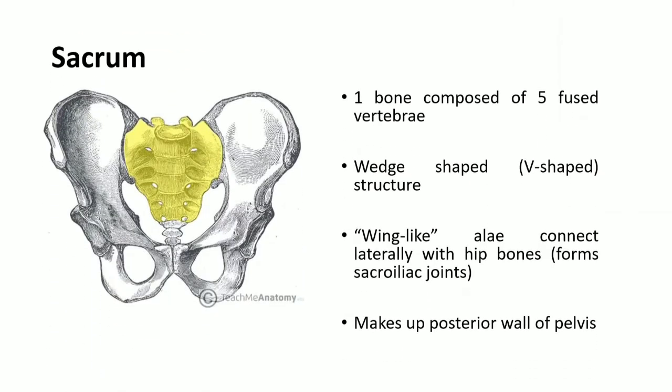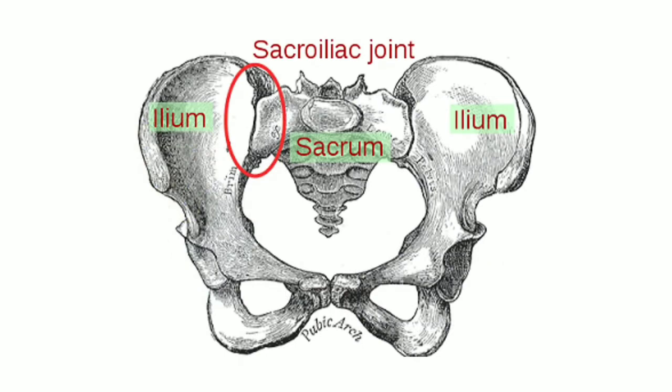After the lumbar, in the pelvic region, the sacrum is present. This sacrum is composed of 5 fused vertebrae. It has a wedge-like shape. The sacrum forms the posterior wall of the pelvis. Here you can see that the sacrum of the vertebral column is joined with the ilium of the pelvis by the sacroiliac joint at both the sides.